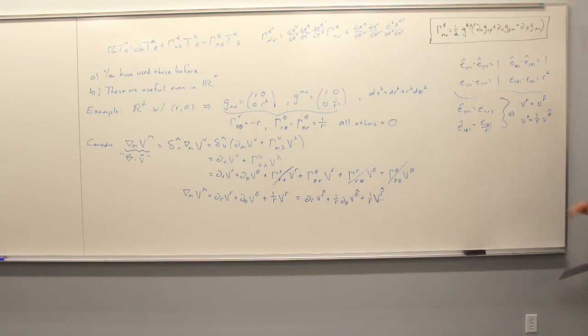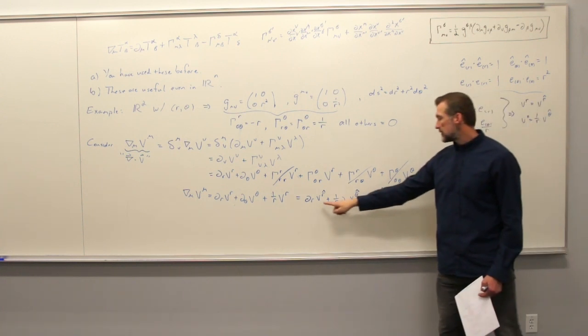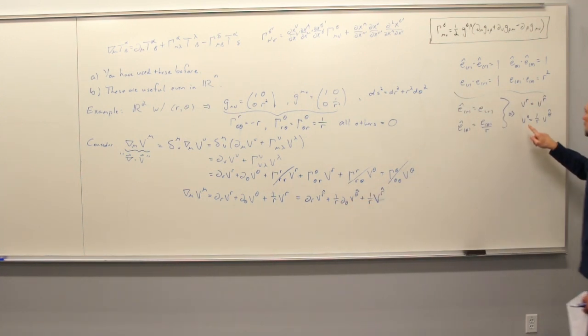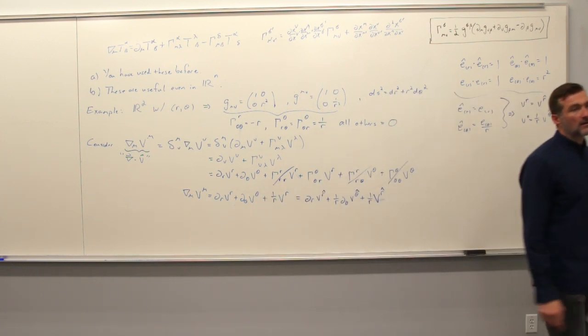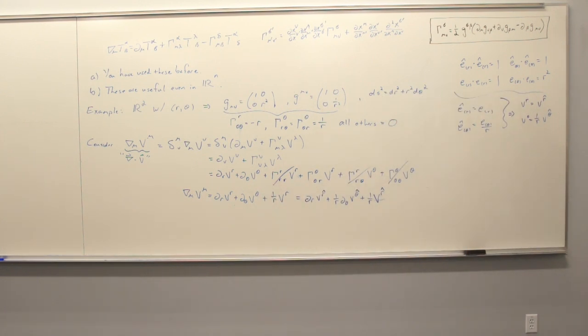And now what you can do is you can literally take the hat versions of the vector components, plug them into here, and this expression will reduce to the expression in terms of the unhatted components. Okay.